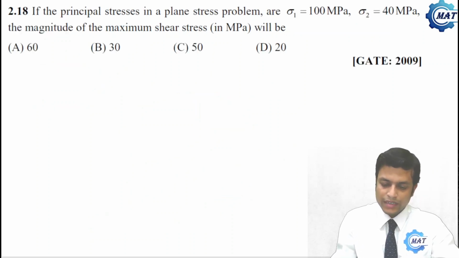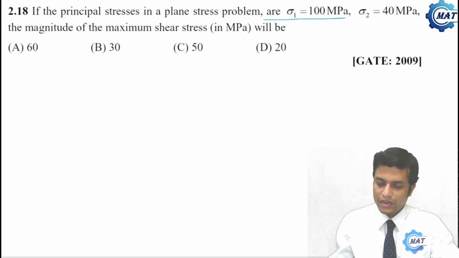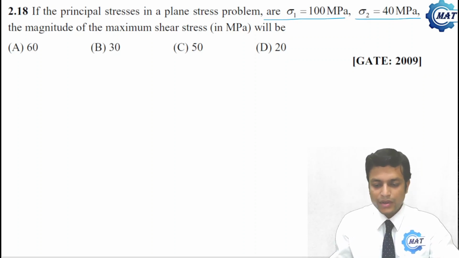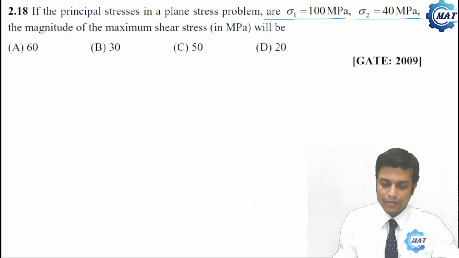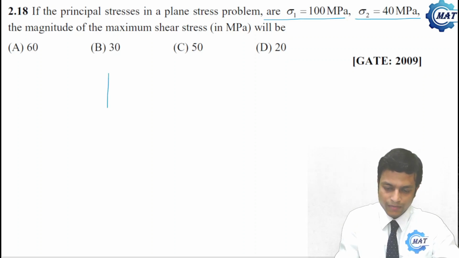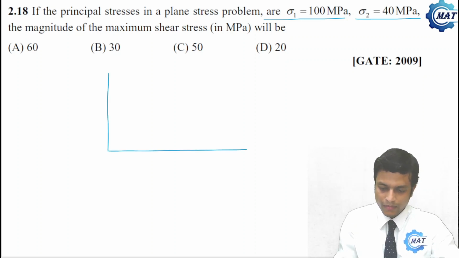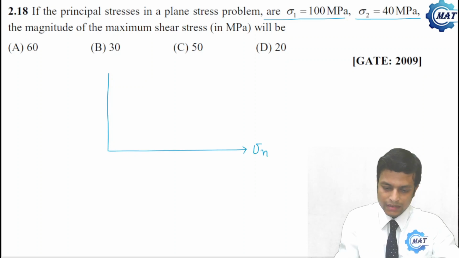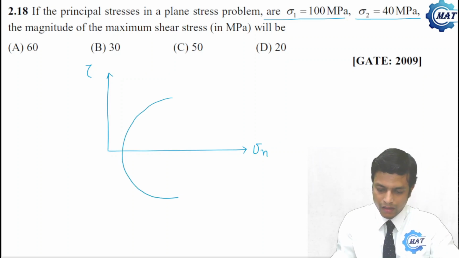If principal stresses in a plane stress problem are sigma 1 is 100 MPa and sigma 2 is 40 MPa, what will be the magnitude of maximum shear stress? So let me draw the Mohr circle first. Sigma n axis, this is tau axis. Say this is the Mohr circle.